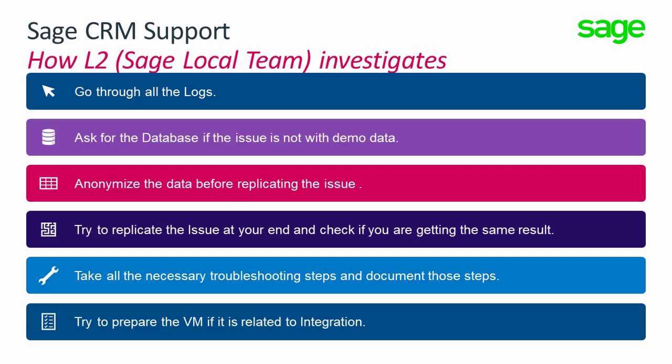And always try to replicate the issue at your end first, so that you can be sure that you are getting the same result as the customer faced. Take all the necessary troubleshooting steps and, most importantly, document those steps so that everyone avoids repetitive tasks. If the L2 team documents the troubleshooting steps they have already taken, then the L3 team or the development team will not repeat those tasks, and they can look from a different angle.